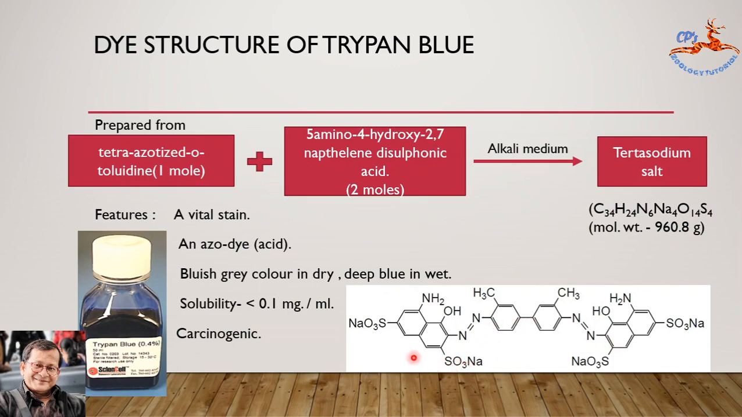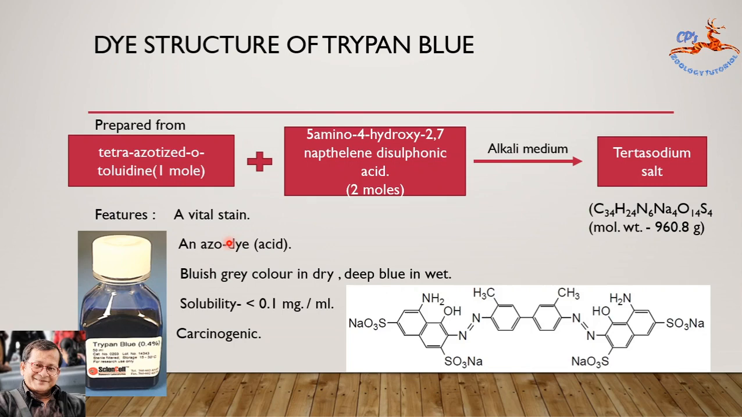If you look at the structure of Trypan Blue, you will find the tetrasodium structure here, here, here, and here, and also 2 azo chromophoric groups, this one and this one. By this structure, it gains different physicochemical characters. Regarding the physicochemical characters, it is a vital stain. That means it has the capability to stain the white living cells. It is an azo dye.